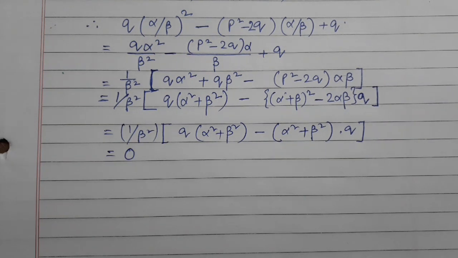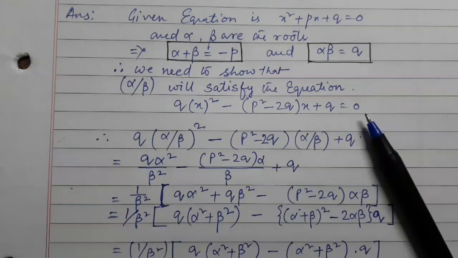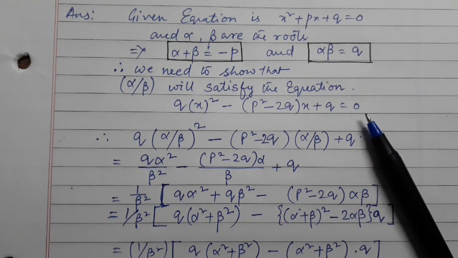So we can say that alpha by beta is satisfying the equation, as we need to prove that this expression will become 0 after putting x equals to alpha by beta, and hence we can say that alpha by beta is a root of this equation, hence proved.